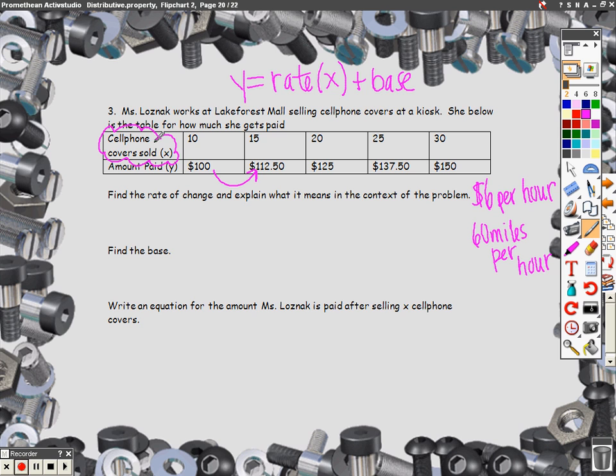So my big idea of change here is this idea of from 100 to 112. And that's a change of, I made an additional $12.50. Well, for $12.50, how many cell phones did you sell? I actually sold 5 cell phones. So I get $12.50 for every 5 cell phones. So what does that really mean to us?